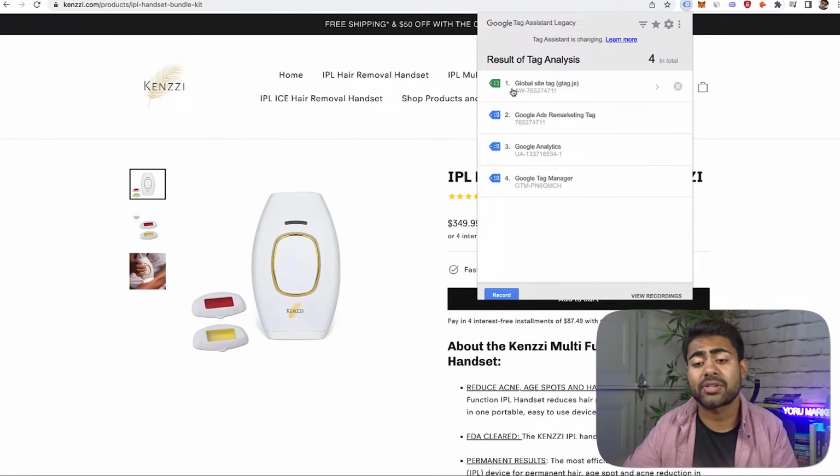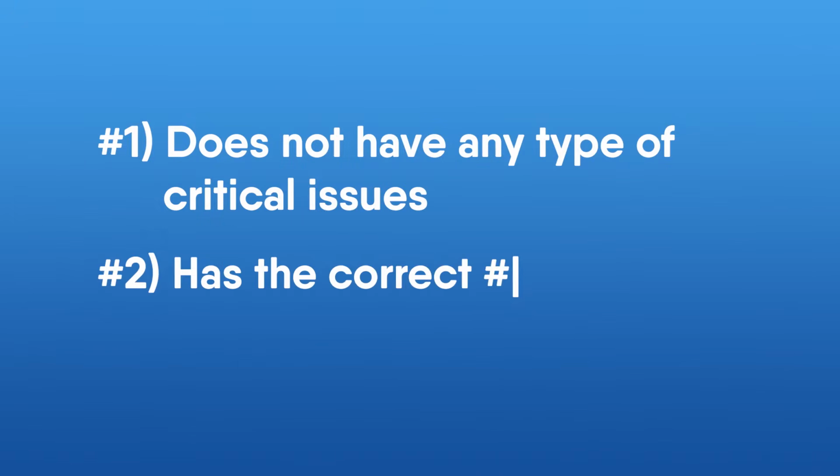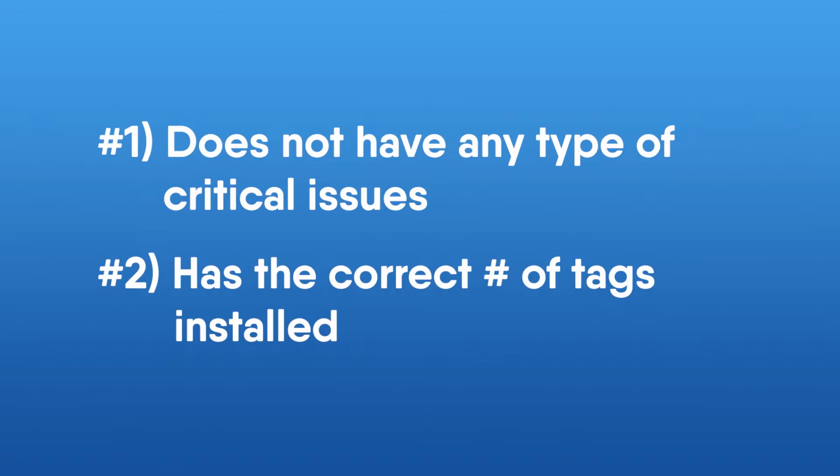So right here, as you can see, I get to know exactly which kind of tags are currently firing on this product page or this landing page, whatever landing page it is. And the most important thing I'm looking at is that this landing page, number one, does not have any types of issues, but also number two, has the correct number of tags installed.